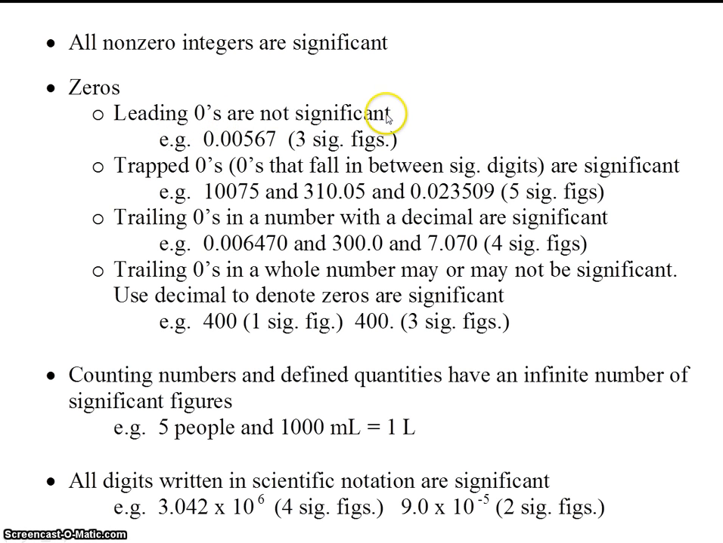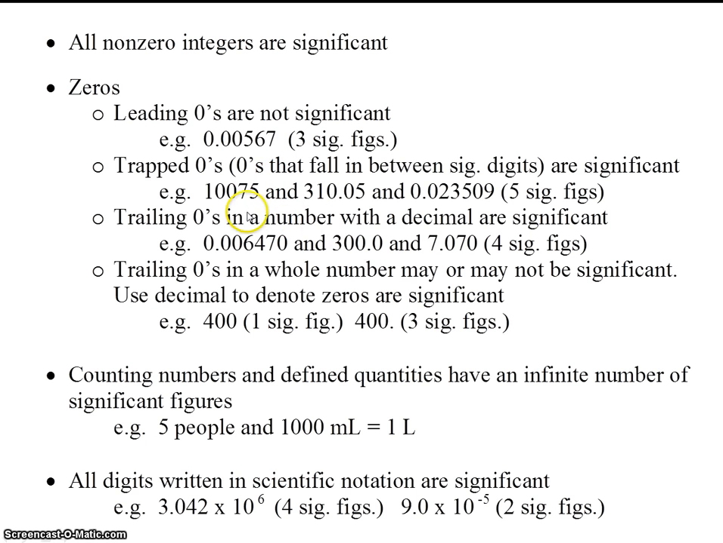And as you might have guessed, leading zeros are zeros that come out in front of a number. So this number right here has three sig figs. They're the 5, the 6, and the 7. These leading zeros are not significant. Trapped zeros, just like it sounds, are zeros that fall in between significant digits. And trapped zeros are significant.